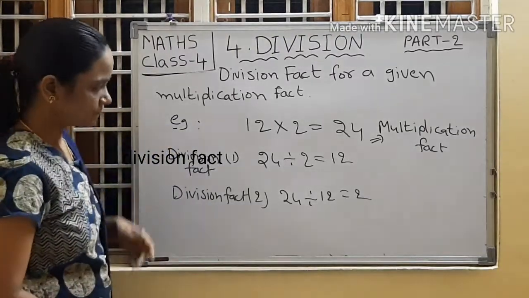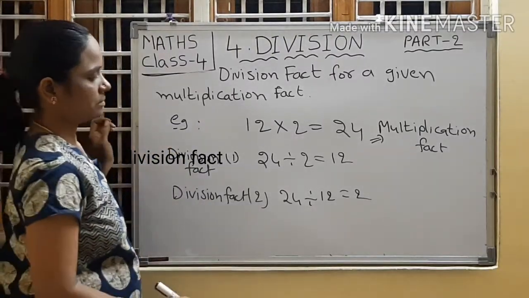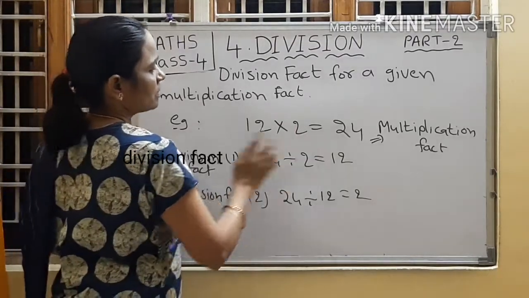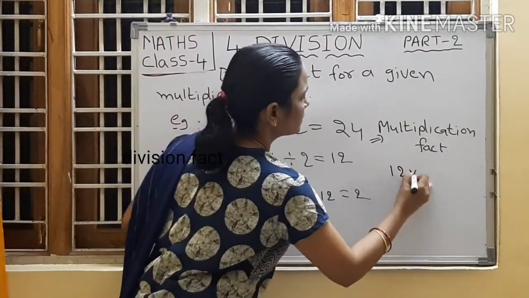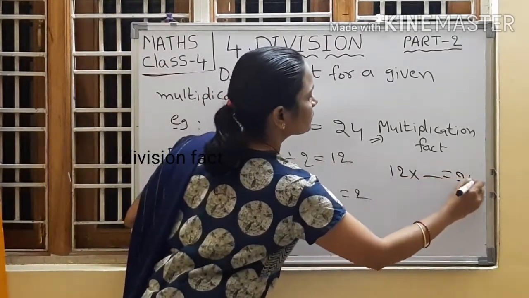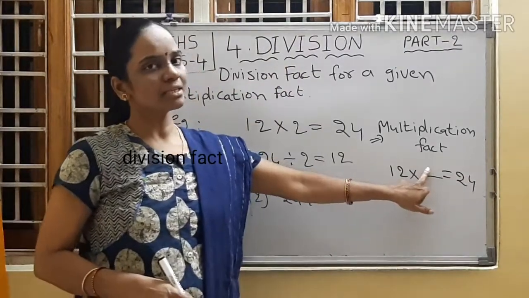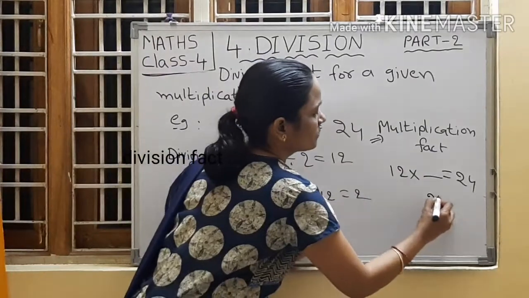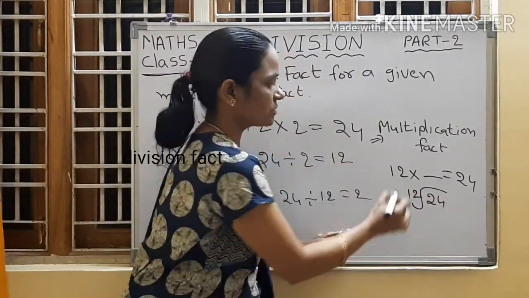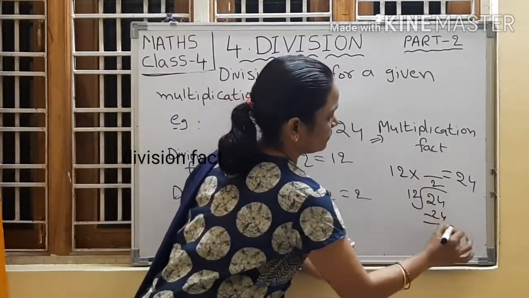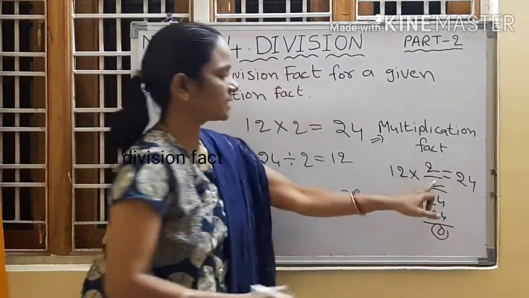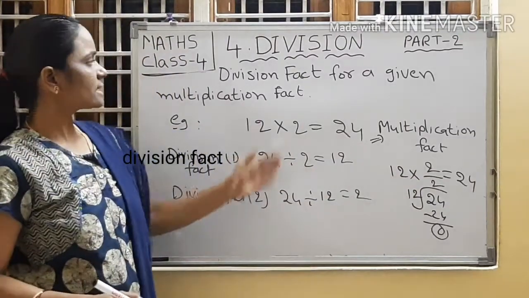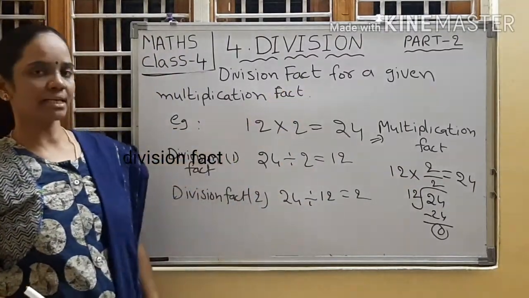Now, children tell me, 12 into dash is equal to 24. How do you get this missing term, children? What do we have to do? We have to take the division to get this answer. 24 divided by 12. 12 twos are 24. So 2 is the missing number. To get that missing number we have to take division. So these are the division facts on multiplication facts.